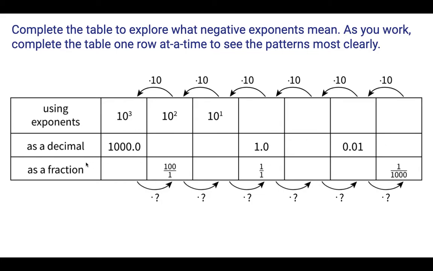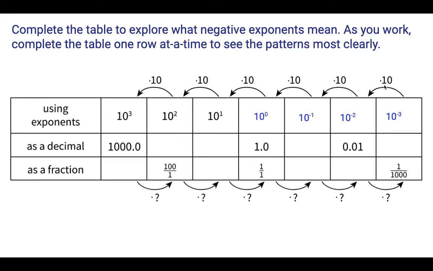All right, let's go over this. Starting on the using exponents row, we went from 10 to the third, 10 to the second, 10 to the first. You can see that we're going down. If we kept going, this would be 10 to the 0 power, 10 to the negative 1, 10 to the negative 2, and 10 to the negative 3.